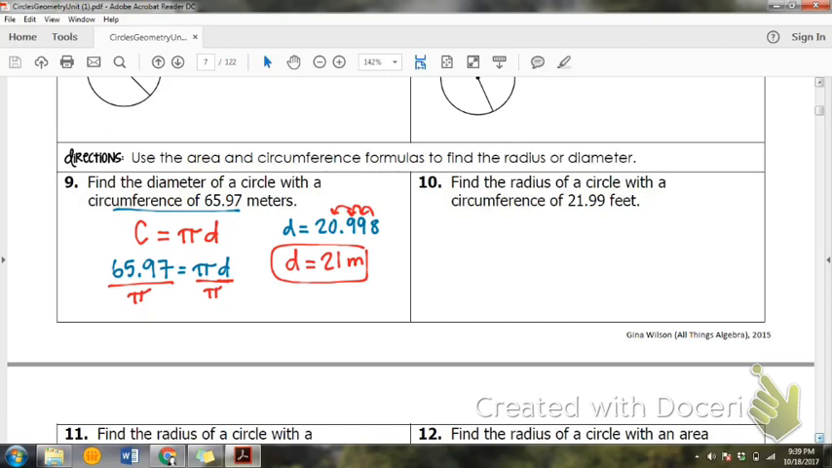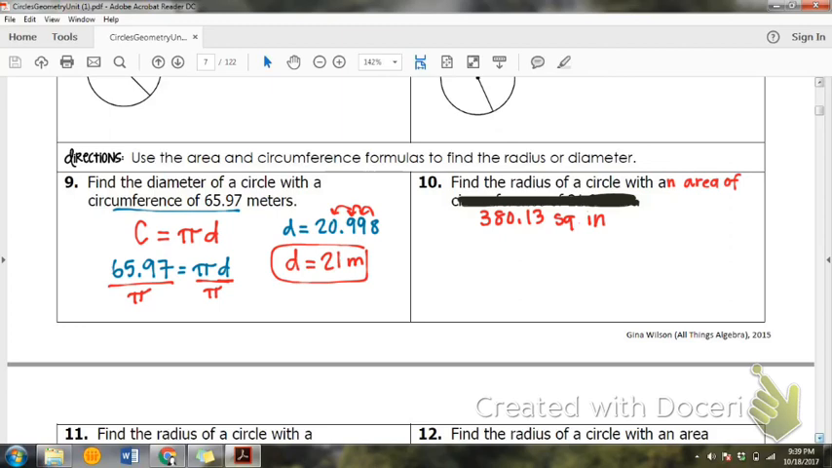On number 10, I have changed yours. Yours no longer looks like that. Yours says an area, right? I think I changed yours. With an area of 380.13 square inches. Okay, so they're giving us an area and they want us to find the radius.